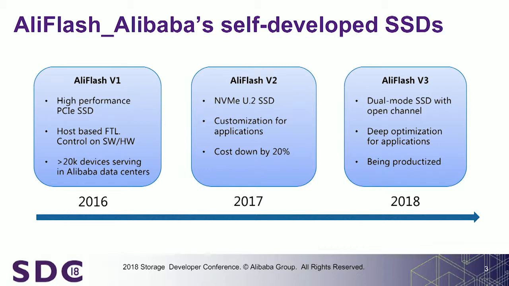And then we moved to the AliFlash V2 in 2017, which is the U.2 SSD form factor, and we also started customization for certain specific business units and certain workloads. Compared to the purchase from the storage vendors, we successfully reduced the cost by roughly 20%.